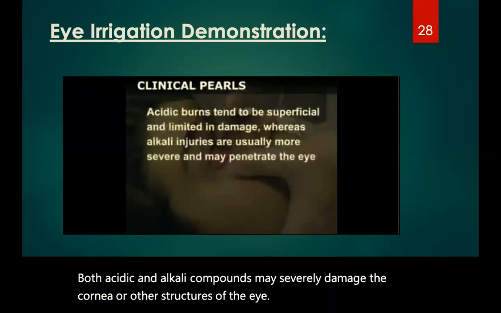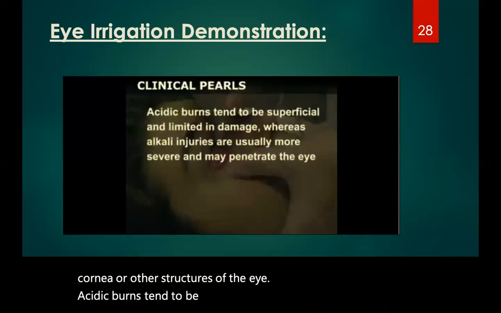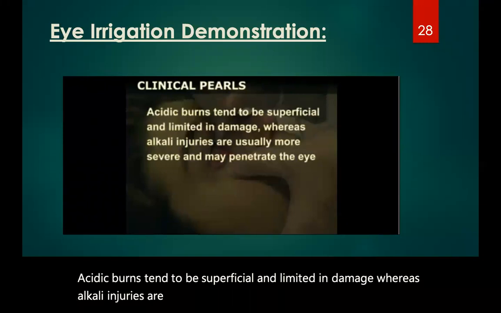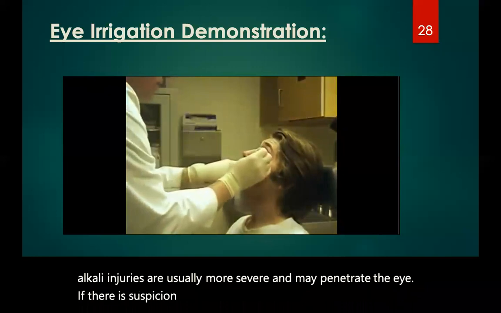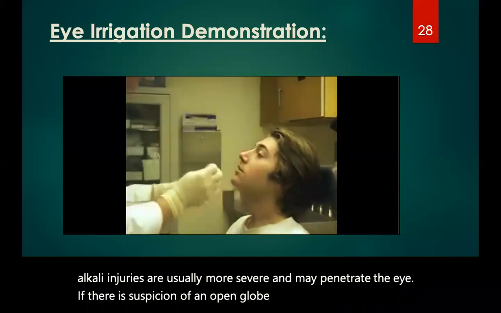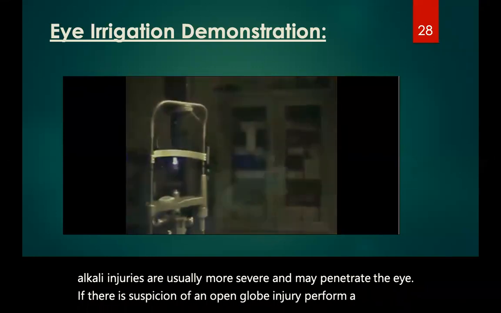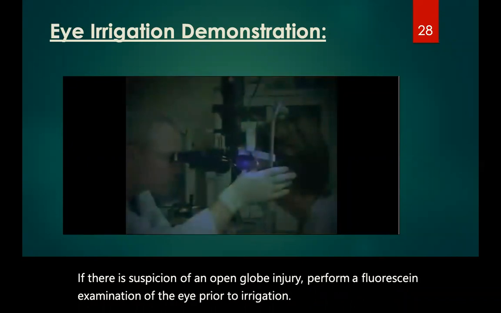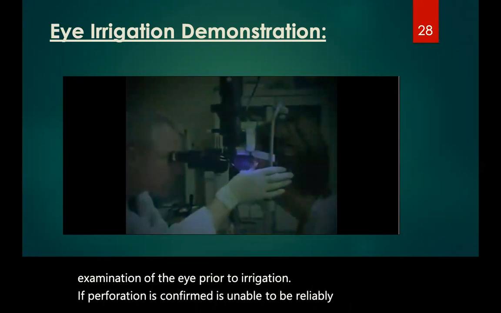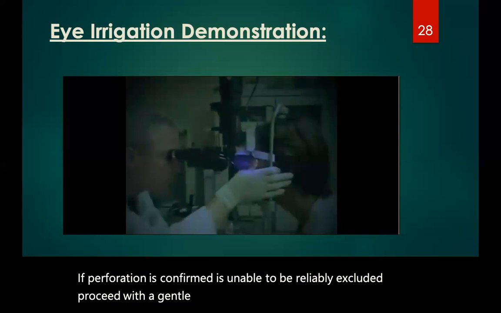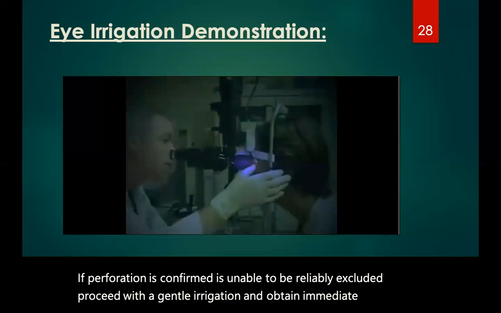Acidic burns tend to be superficial and limited in damage, whereas alkali injuries are usually more severe and may penetrate the eye. If there is suspicion of an open globe injury, perform a fluorescein examination of the eye prior to irrigation. If perforation is confirmed or is unable to be reliably excluded, proceed with gentle irrigation and obtain immediate ophthalmological consultation.